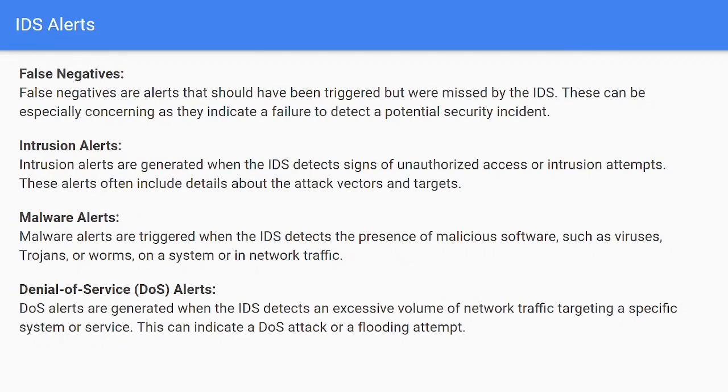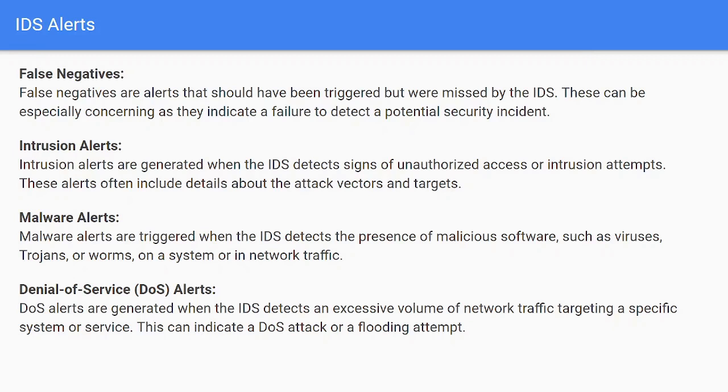So the next one is false negative. False negatives are alerts that should have triggered but were missed by the IDS. This is like when the IDS fails to report a particular incident. So that is a false negative alert.